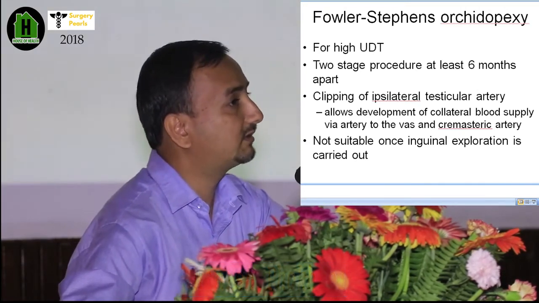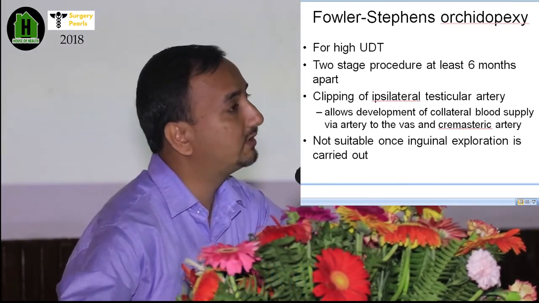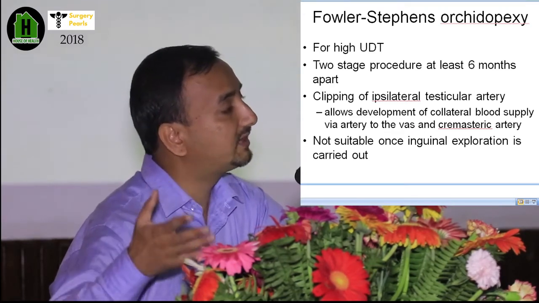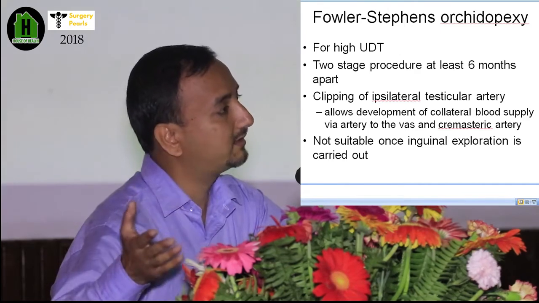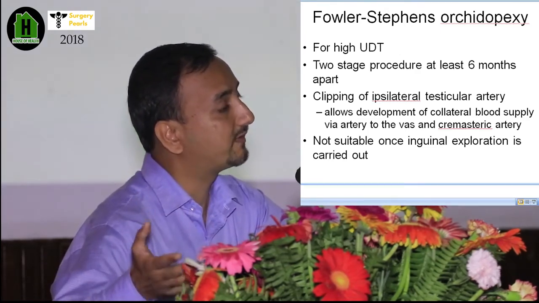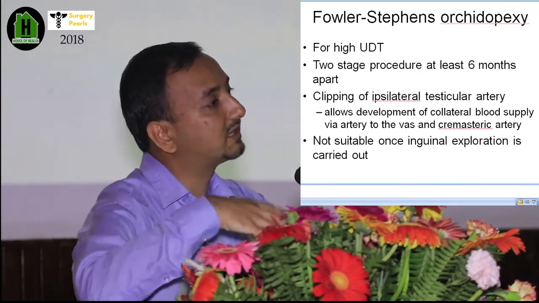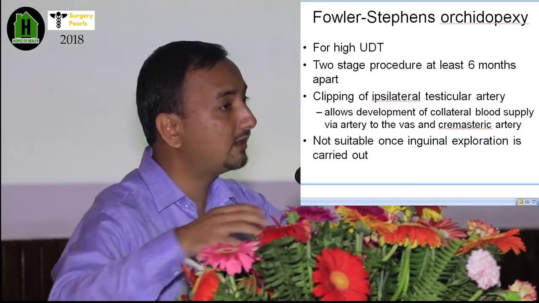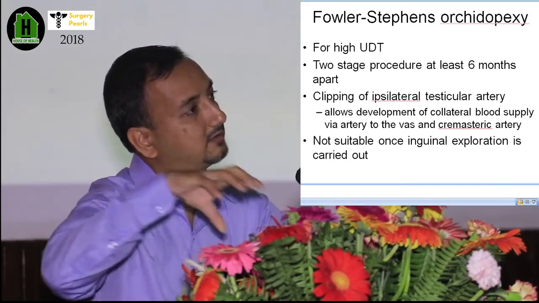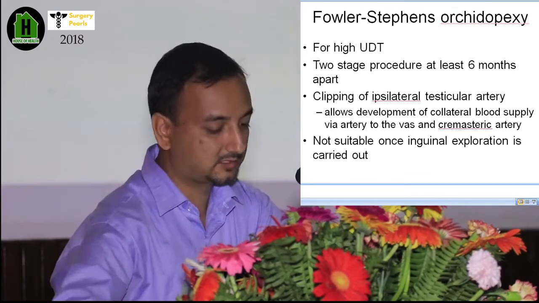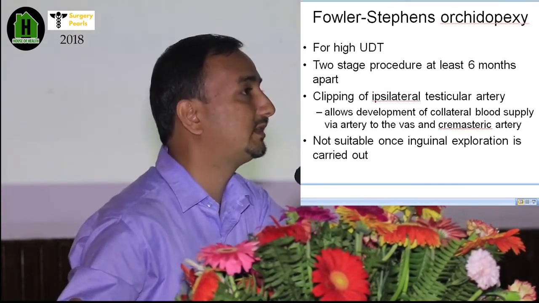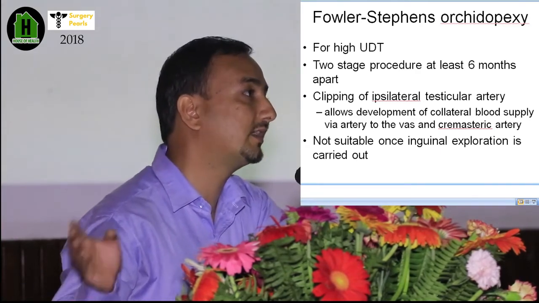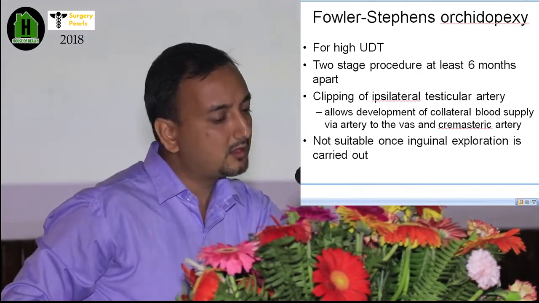In this procedure, we clip the ipsilateral testicular artery, and then we rely on the collateral vessels coming from the artery to the vas and the cremasteric artery to supply the testis, and then we mobilize the testis en bloc in the second stage and place it in the scrotum. But it is not suitable once inguinal exploration has been done, because the collateral blood supply is already lost. So that is for the high undescended testis.